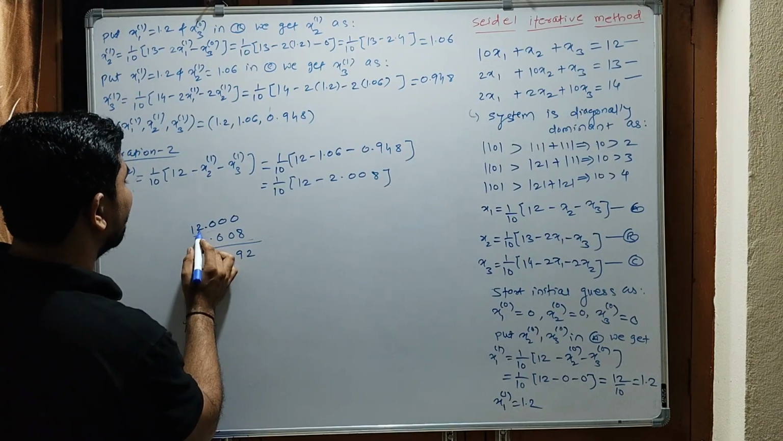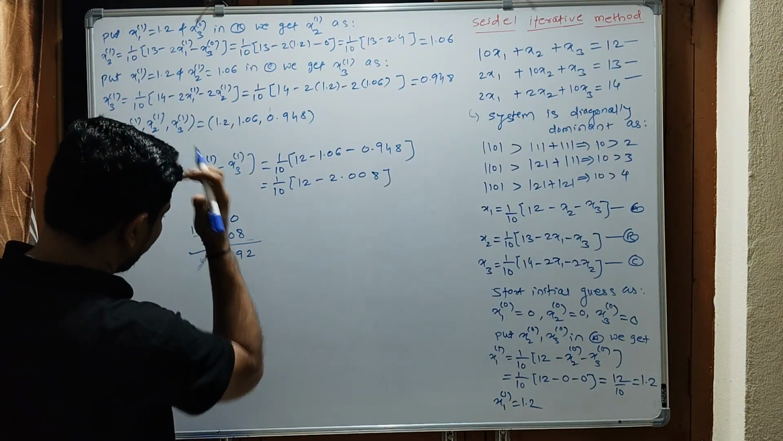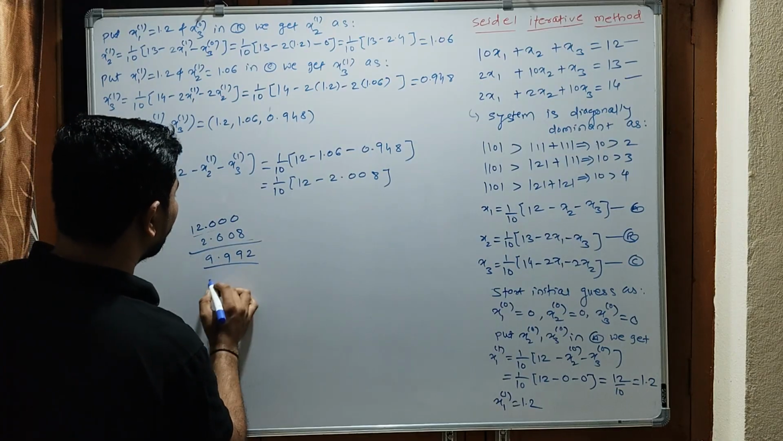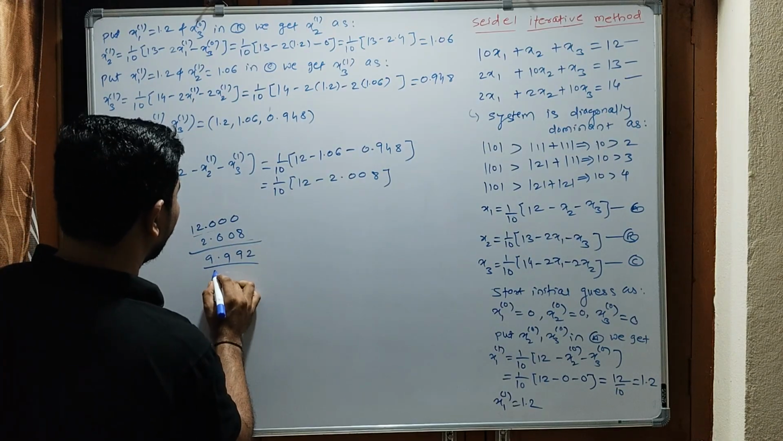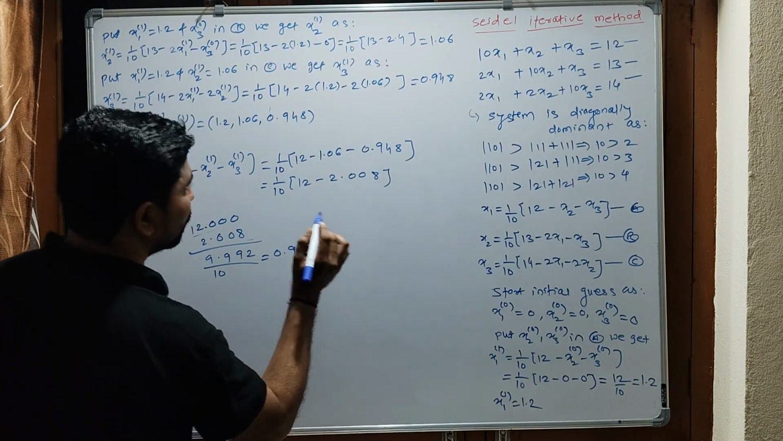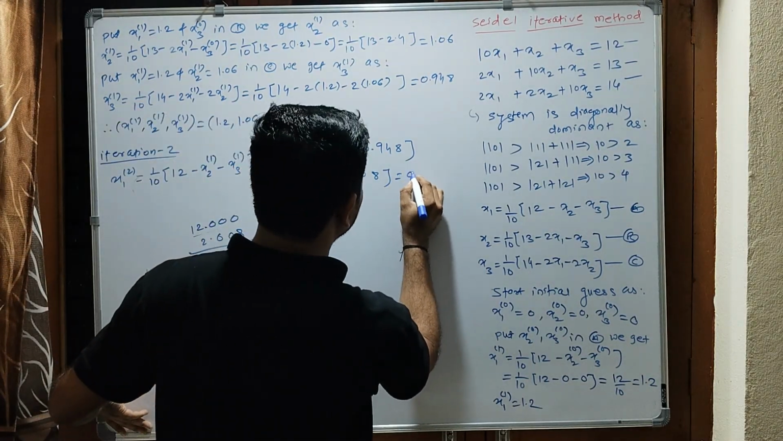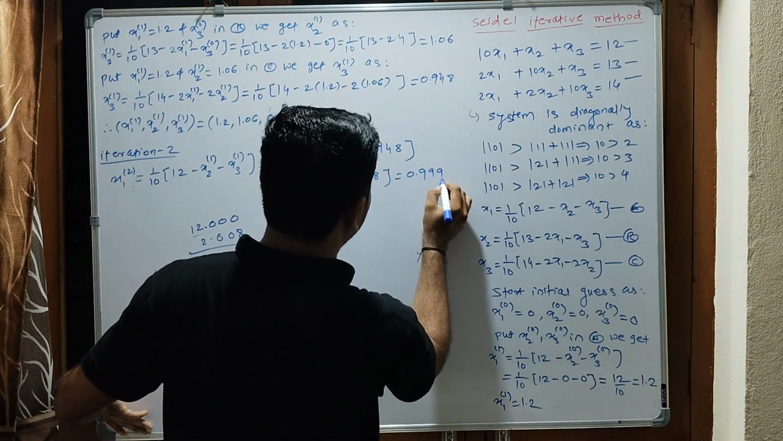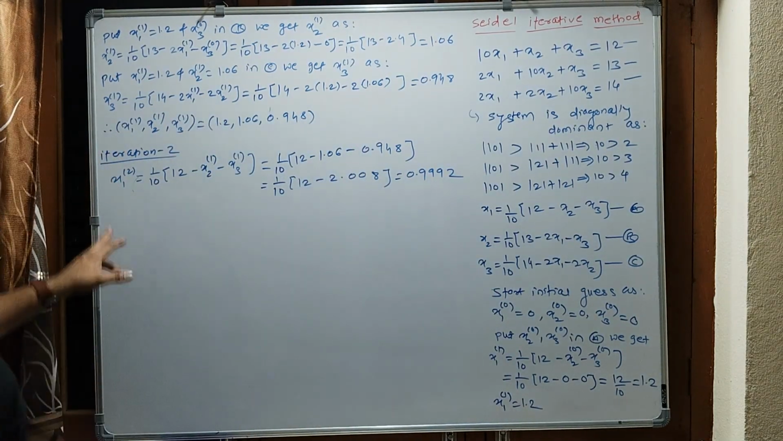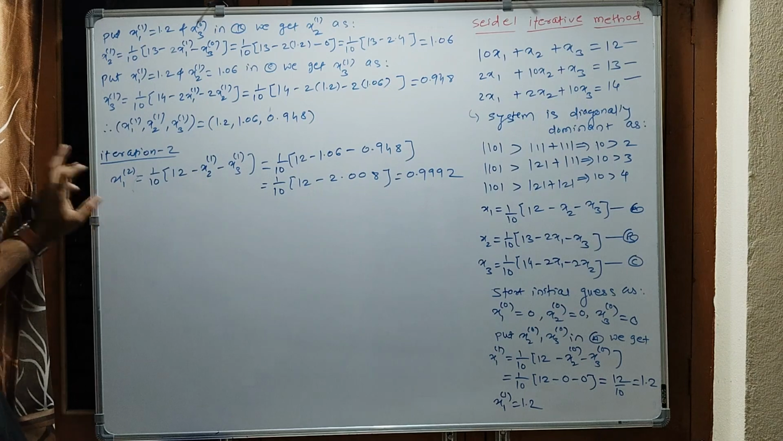11 minus 2 is 9. So this is the third point. After that, divide this by 10, which is equal to 0.9992. So here I got this answer as 0.9992. This is my second iteration corresponding to the unknown x1.